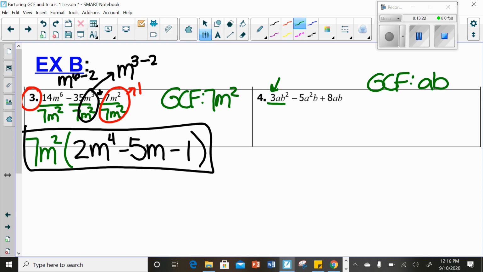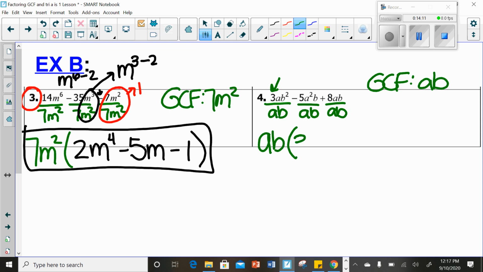We see a B in every term. Now we have to decide how many B's are in every term. Well, this term only has 1 B that it can give up. So even though this term could give up 2 B's, the rest cannot. So our greatest common factor, the greatest one that every term has, is just 1 B. Okay? So we have our GCF of AB that we're dividing each piece by. Okay? We put our GCF out front so we don't forget it.